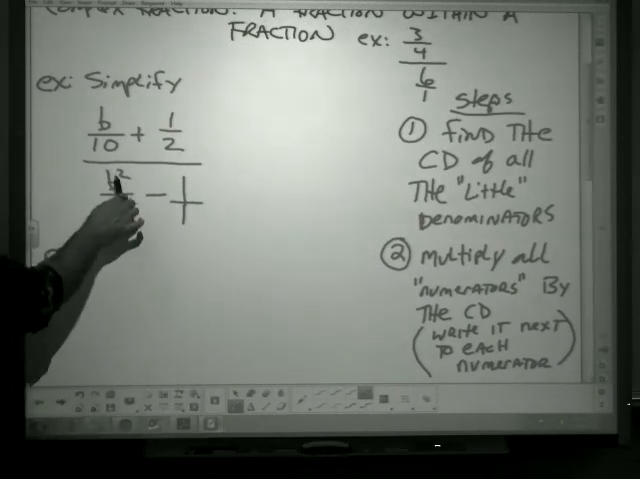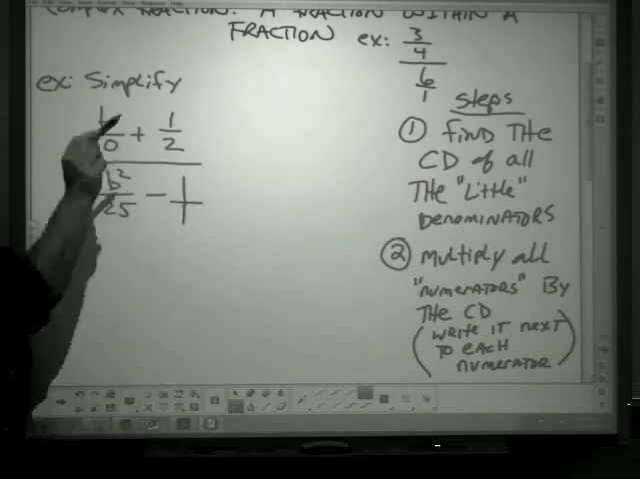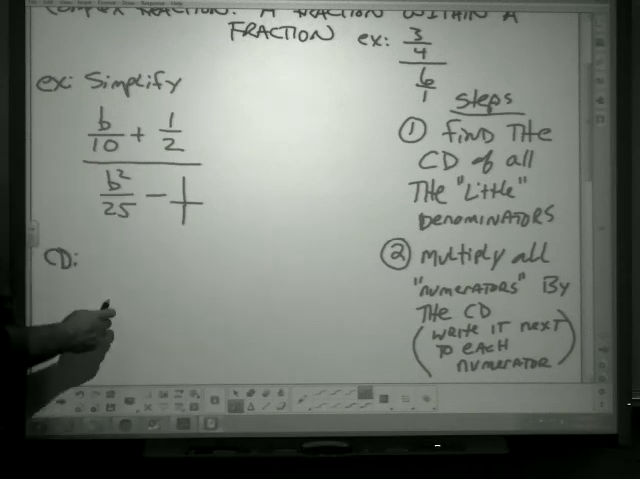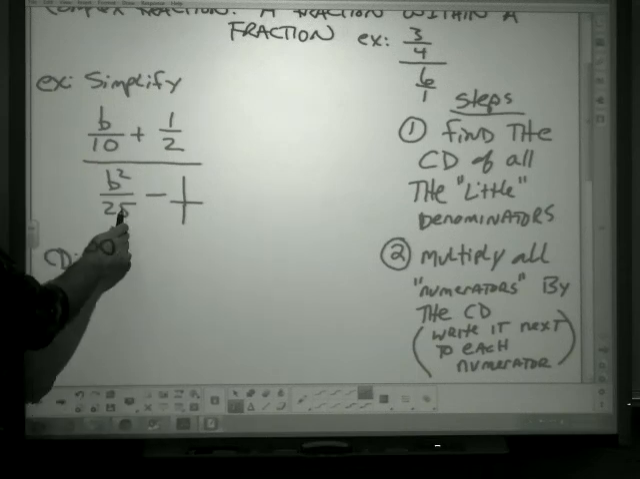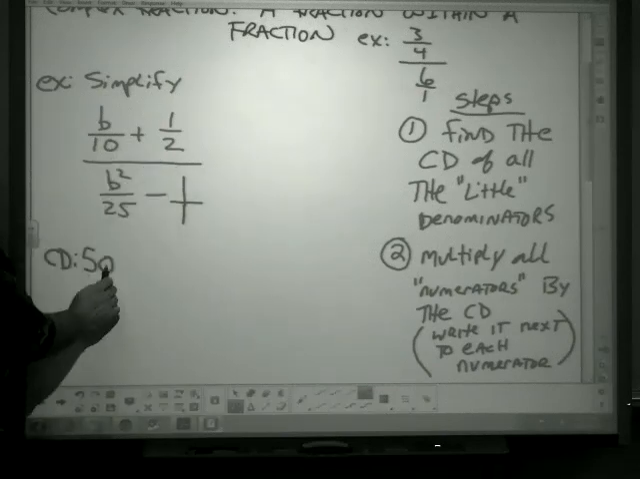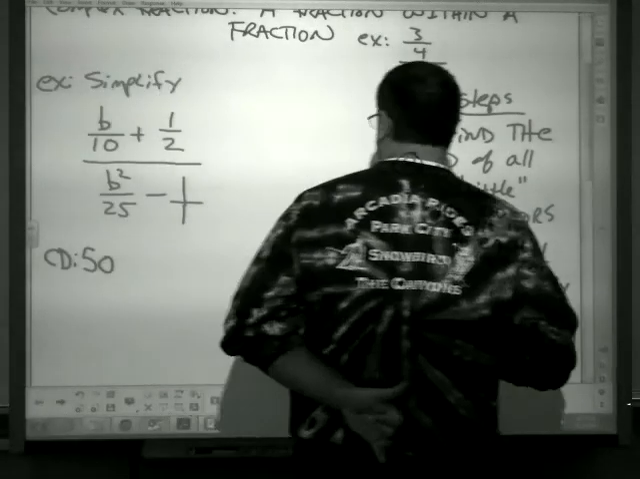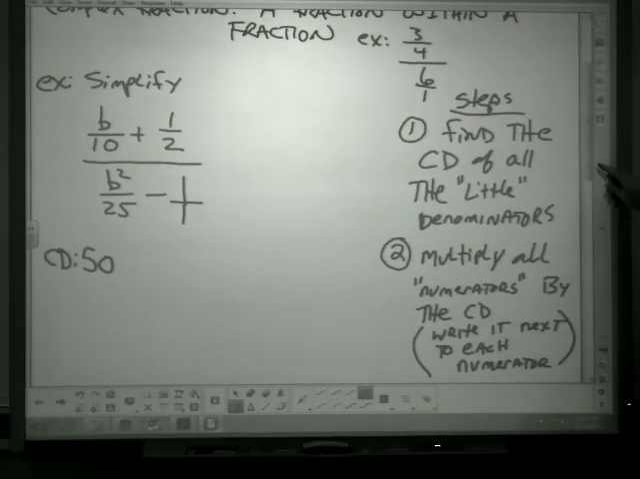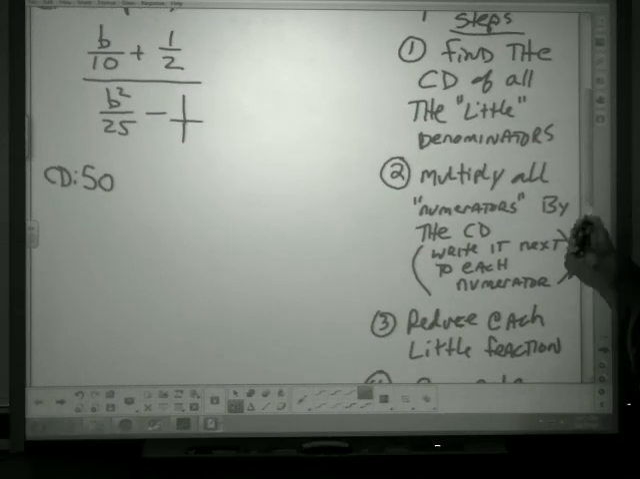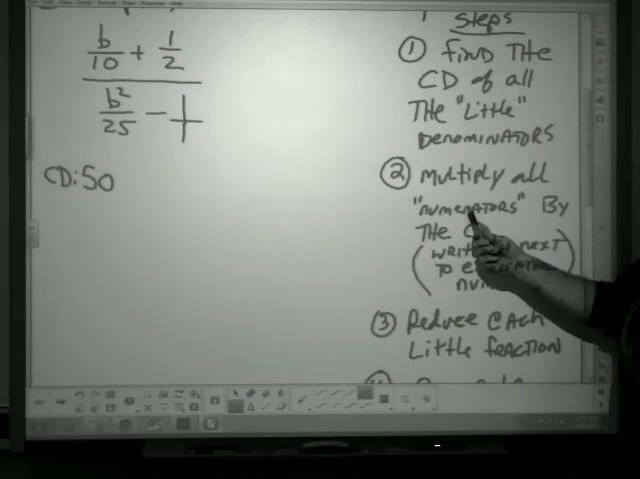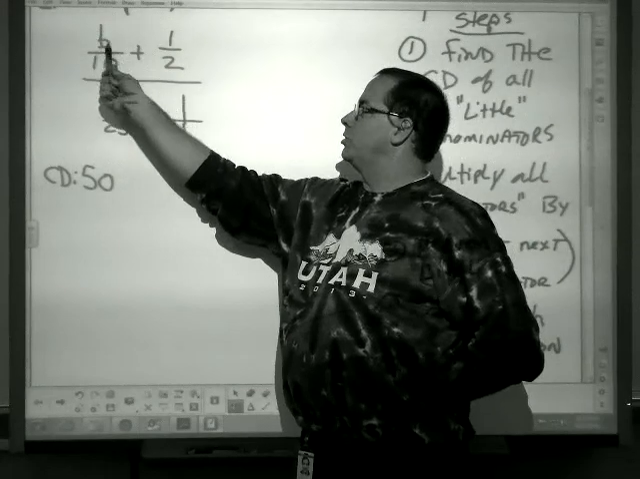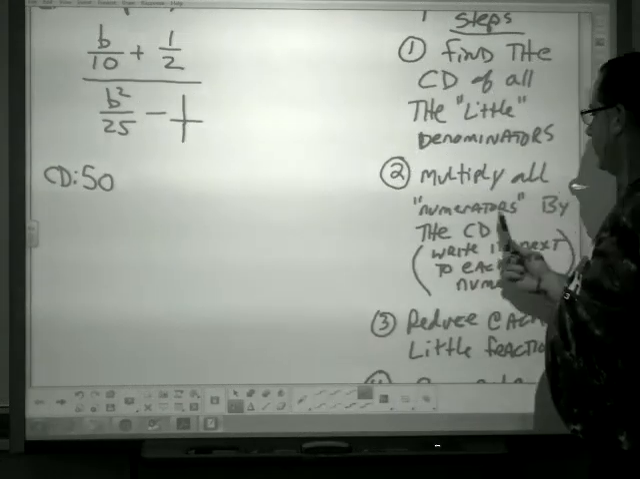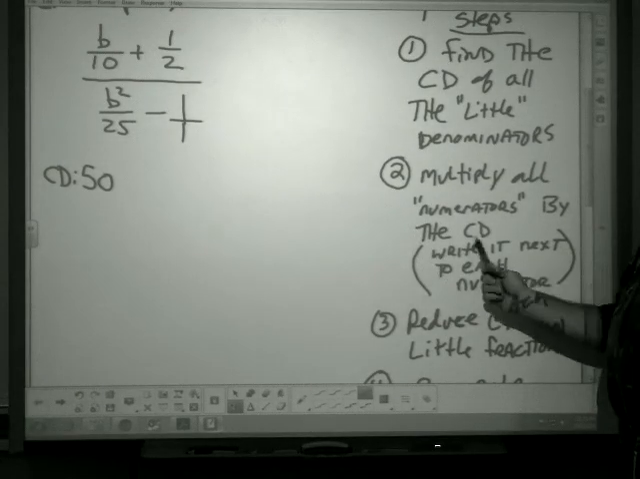So a number that 10, 2, and 25 can go into. Well, 25, I have to start there. 10 and 2 can't go into it. But 50 they can go into. 50 is a number that 25 can go into, 10 and 2. Okay, so there's my common denominator. First thing we have to do, find the common denominator. Now, the next thing is to multiply all numerators. Again, on the top, here's a numerator, here's a numerator, here's a numerator, here's a numerator. Multiply all numerators by the common denominator.